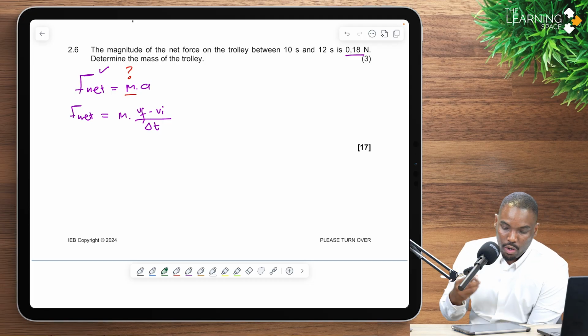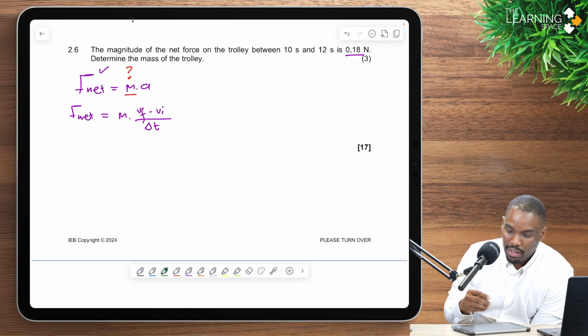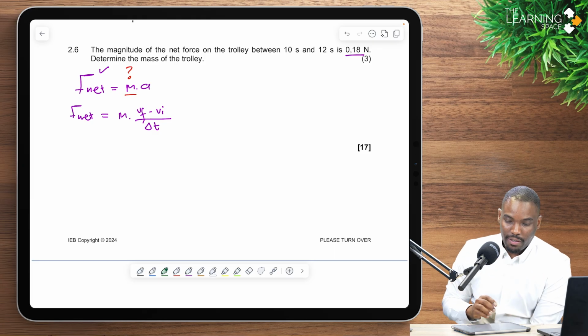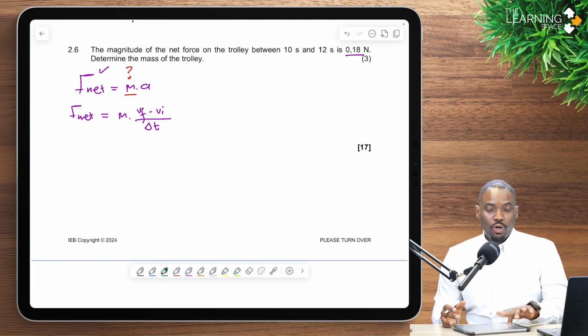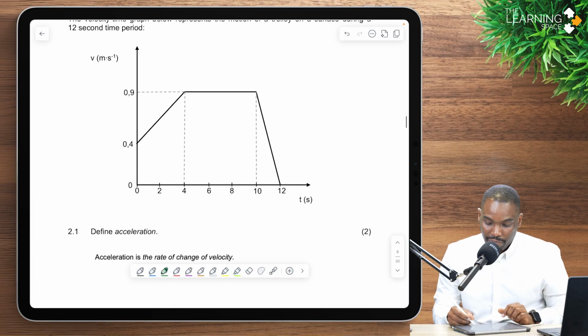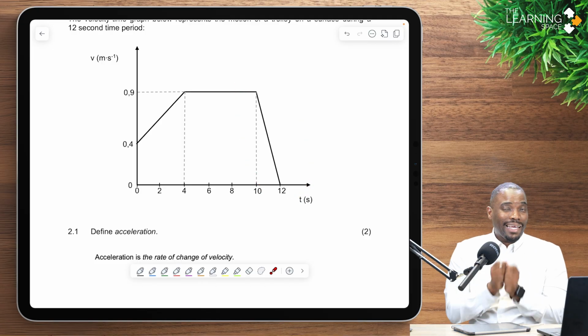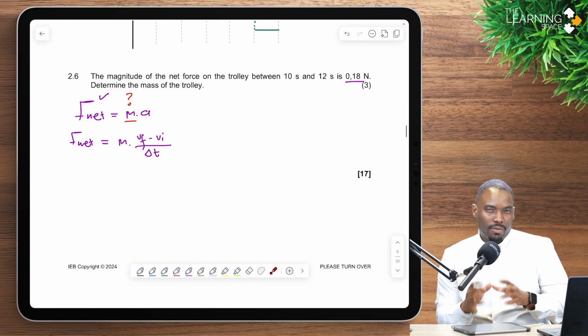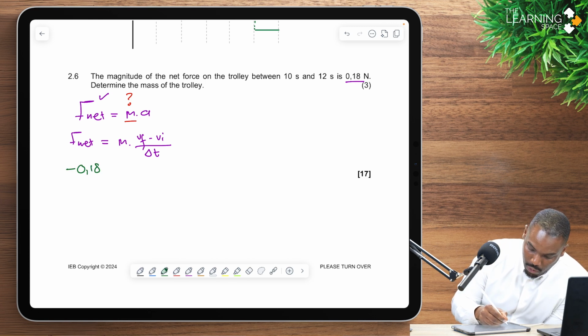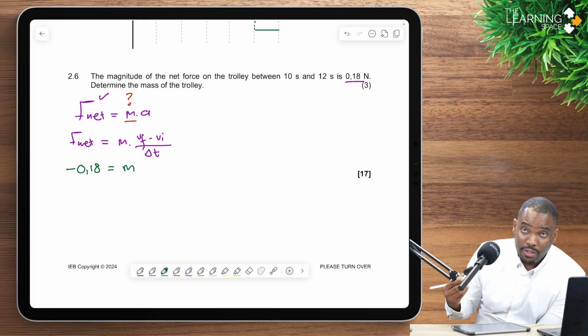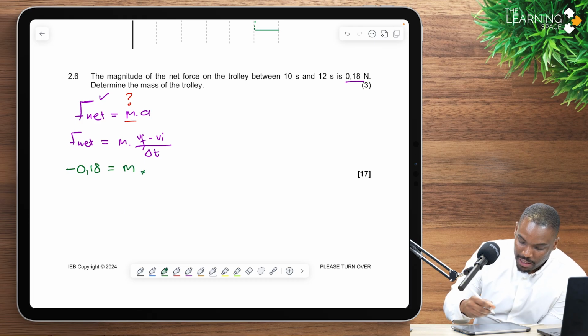Now I can substitute values and solve for the mass. So the F net was given to us as 0.18. But again, remember, we're dealing with vectors here. So we have to decide, is this going to be a positive 0,18 or a negative 0,18? Because we can see on our graph that we have a negative gradient, we have to substitute a negative 0,18. Otherwise, you're going to end up with incorrect values. So let's sub the values in there. That's a negative 0,18. That's equal to the mass, which we're trying to solve for. And then you have to multiply that by the final velocity, which was 0, minus my initial velocity, which was 0,9, divided by delta t, which is 12 minus 10, which is simply 2.